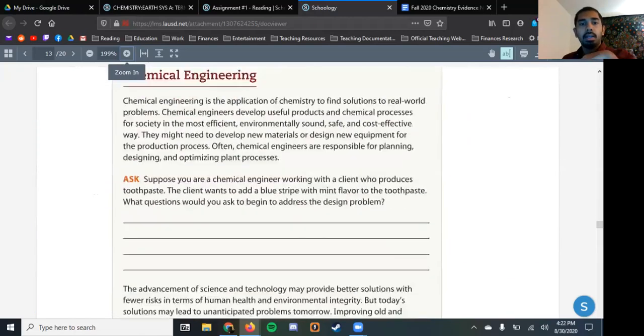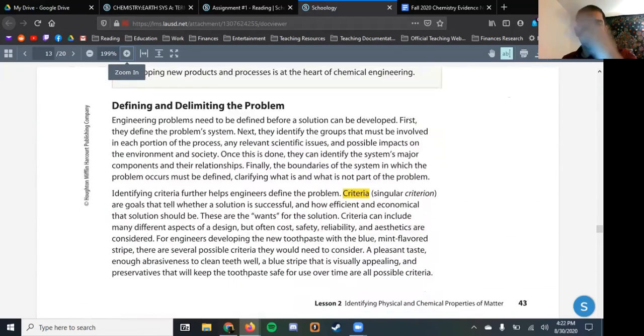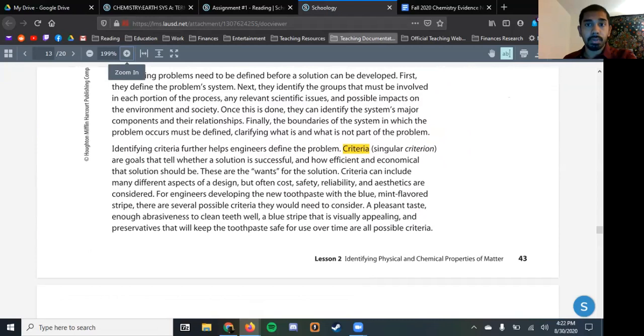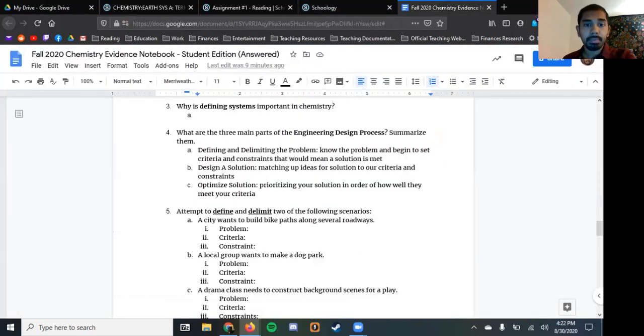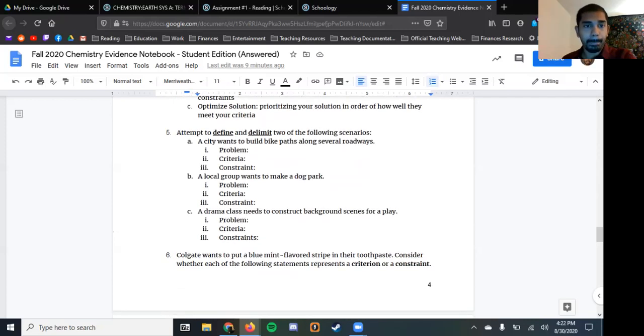Now, defining and dealing with a problem does have its own little section here, and that's why I highly recommend reading the entire article, even though I'm going through the answers here. To define and delimit a problem is what we're going to focus on. But number 5, we're specifically talking about defining and delimiting 2 of those scenarios. I'm only going to do one of them and let you do the other yourself.